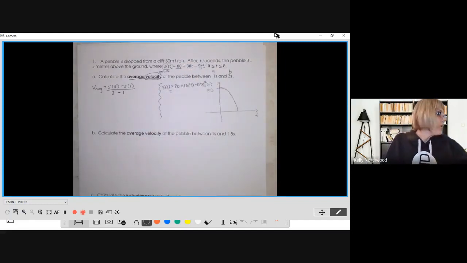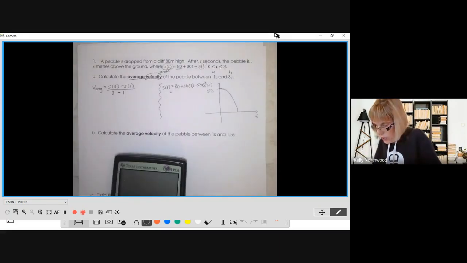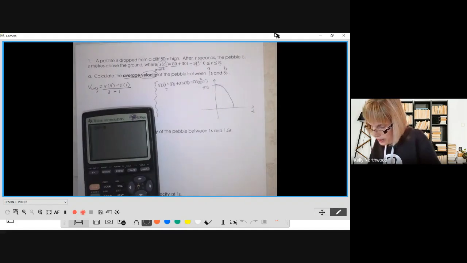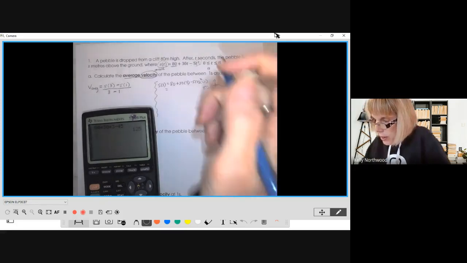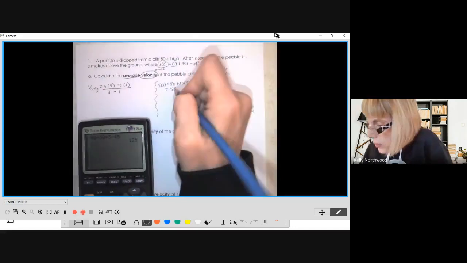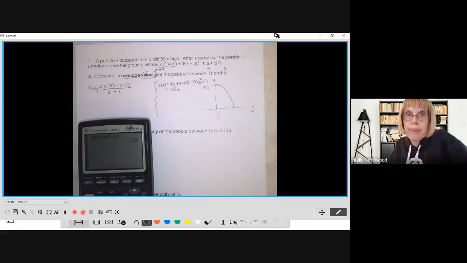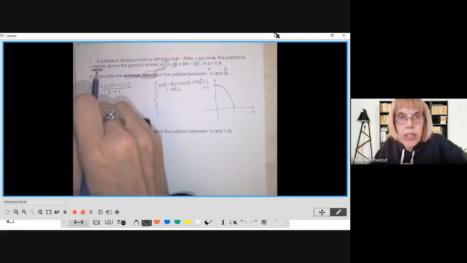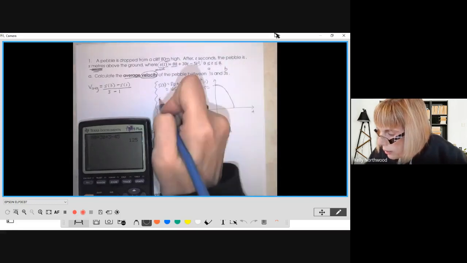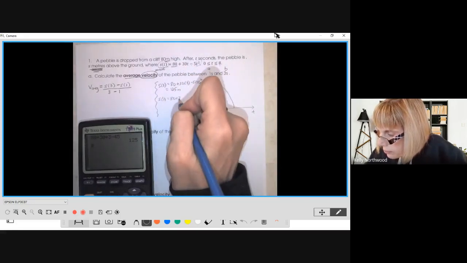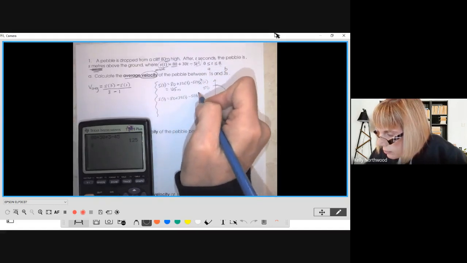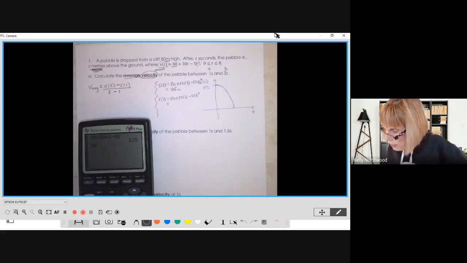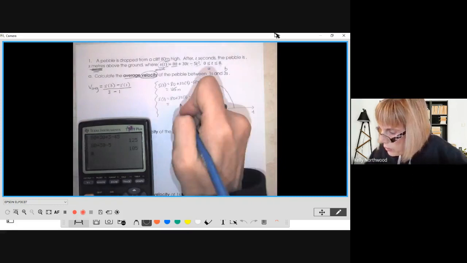And I can just do that using my calculator. So I've got 80 plus 30 times 3 minus, I know that's going to be 45, 125. And I know it's meters. I'm not going to include the units until the end, but I'm told that position is measured in meters in the question. And then S at 1, so that's going to be 80 plus 30 minus 5, 105.